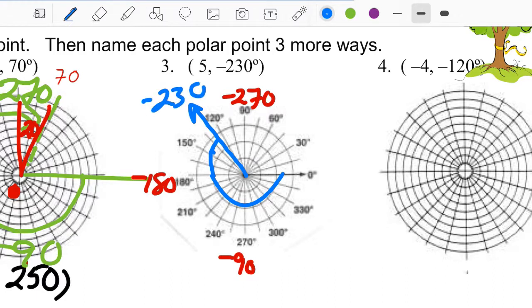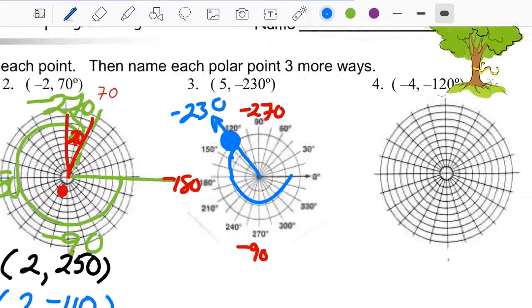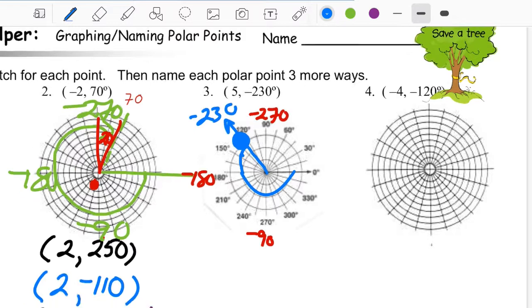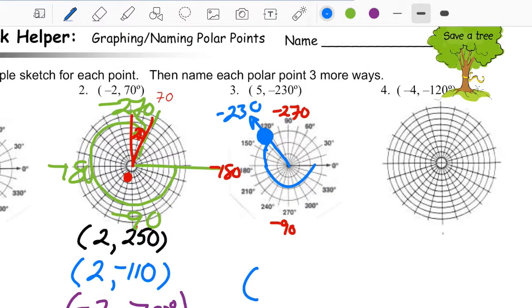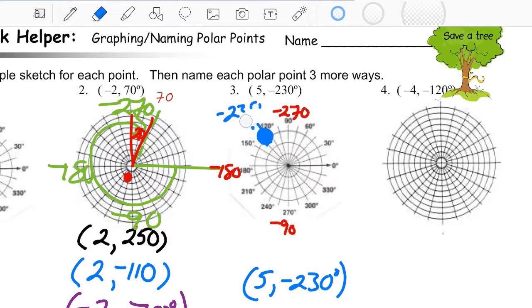Now I'm going to count 5 circles out. I don't really have 5 circles on this graph, but we can make it work. We'll just pretend that we're 5 circles out, and we'll plot our point. What I'm really concerned about is that you realize that there's 3 other ways to write that value. And here we go. One of them is just using the regular positive rotation. So I'm going to rotate in a positive manner from 0.